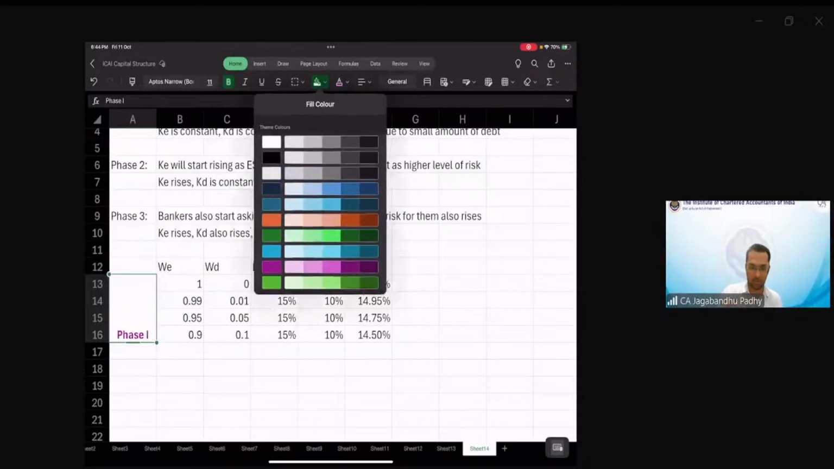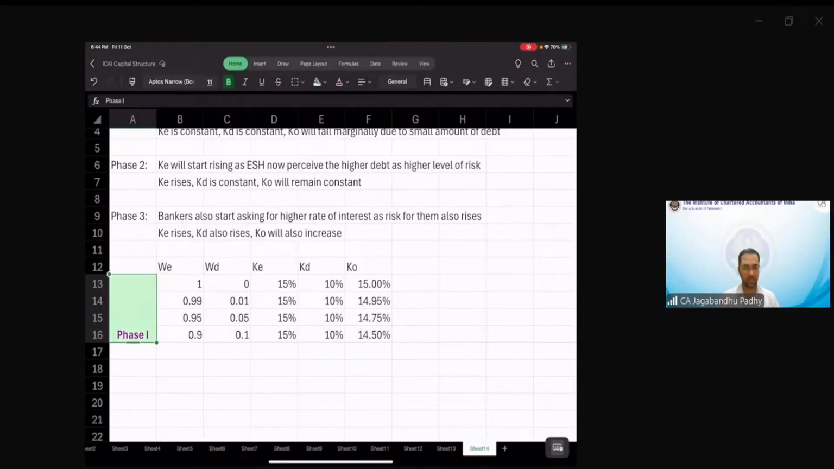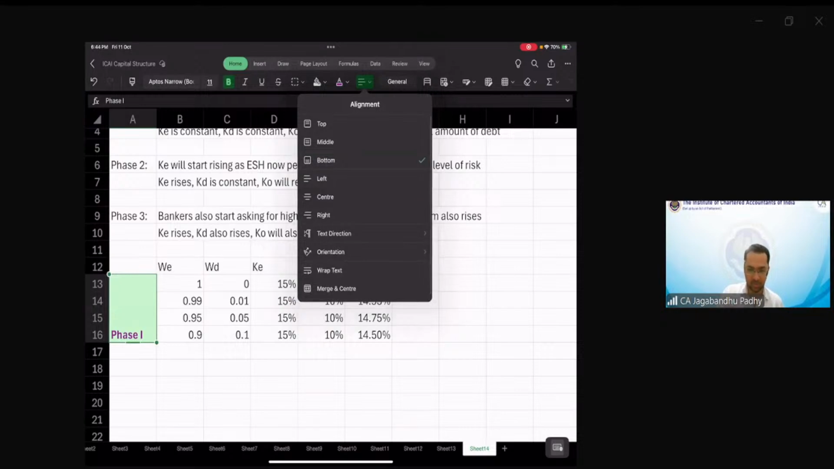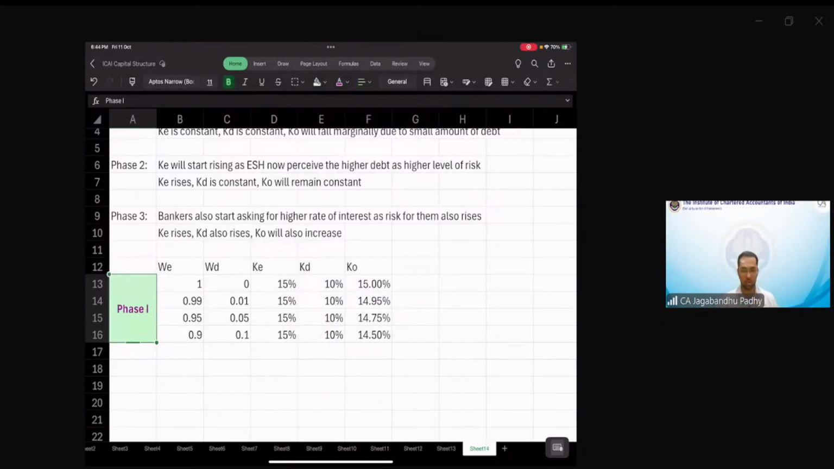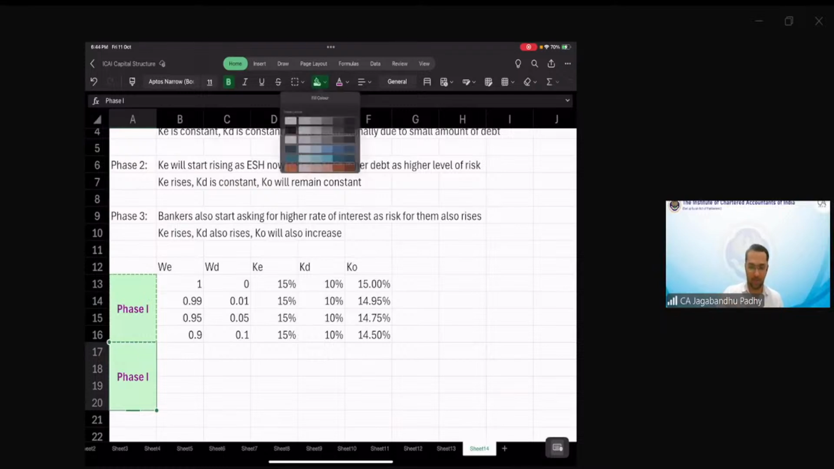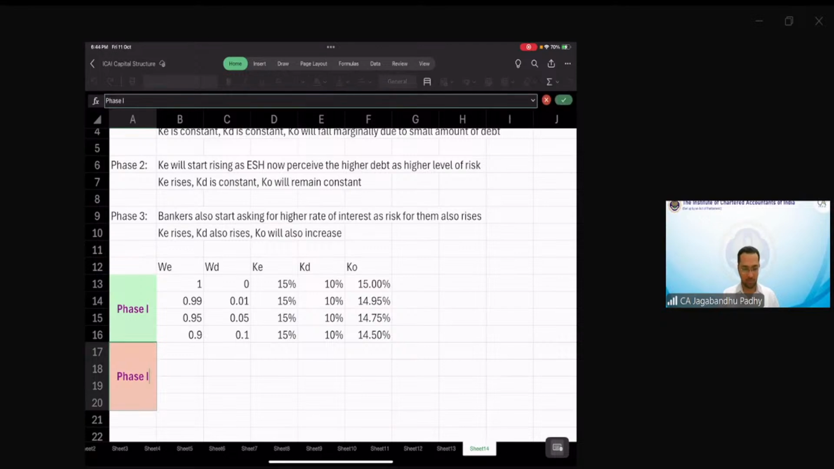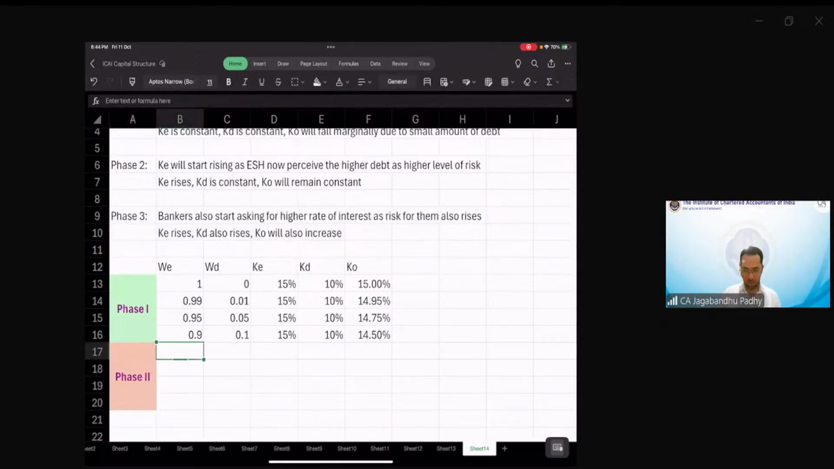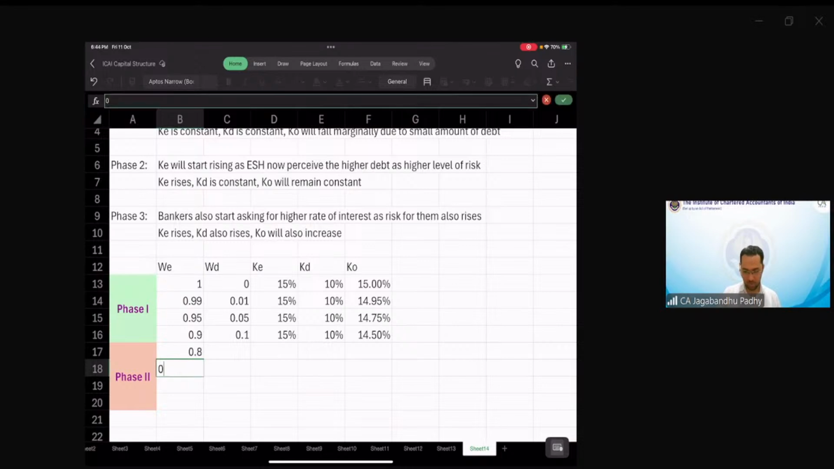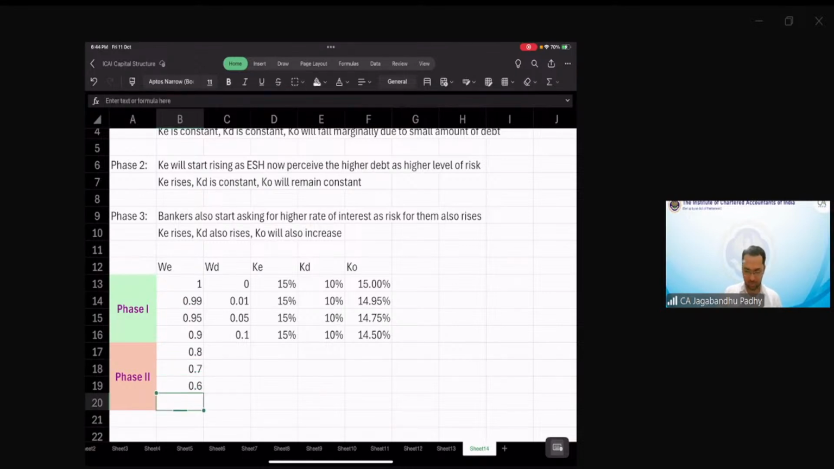So this is our first phase that we were discussing, the phase where the overall cost of capital is reducing because the cost of equity is not getting affected. Beyond 10%, we go to the next phase where we start getting a bit worrisome, phase 2. Now let's say you are taking a greater amount of debt, maybe 0.8, then 0.7, 0.6, and maybe up to 0.4. We get the weightages, and based on these weightages, we can compute the overall cost of capital.